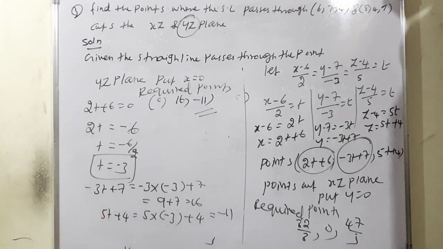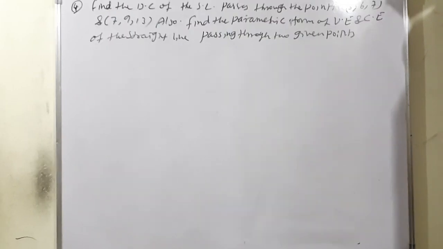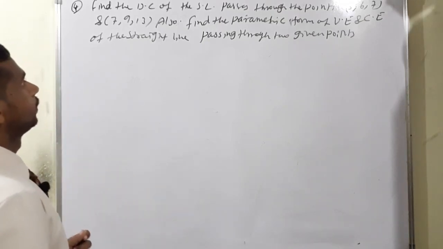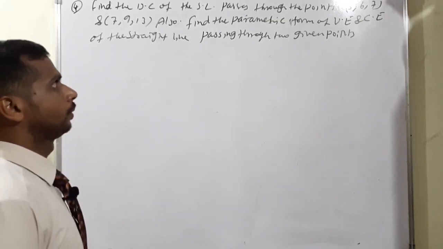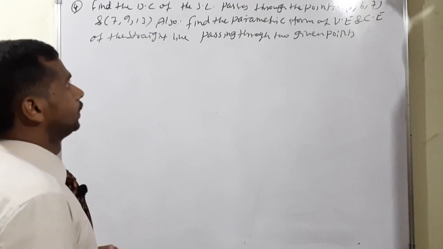Now, of the important questions, I will continue. Question number 4. So moving to question number 4, find the direction cosine of the straight line that passes through the points. Two points are given, okay?